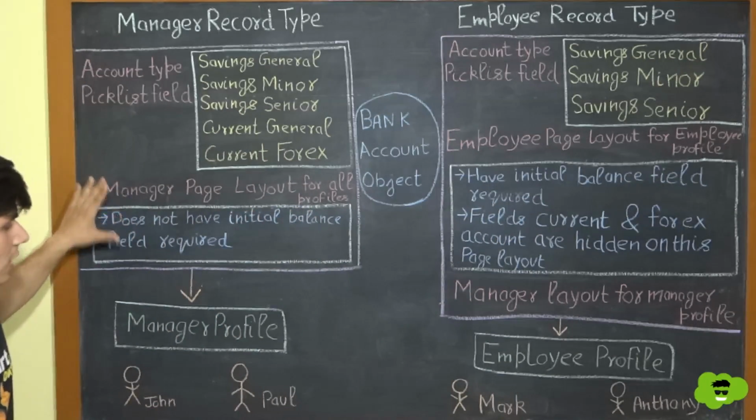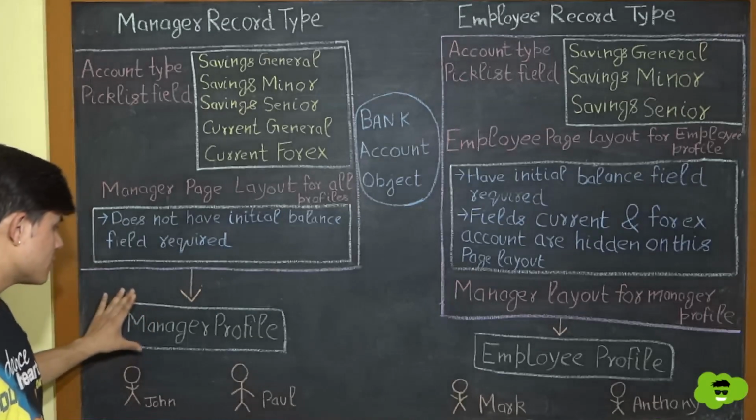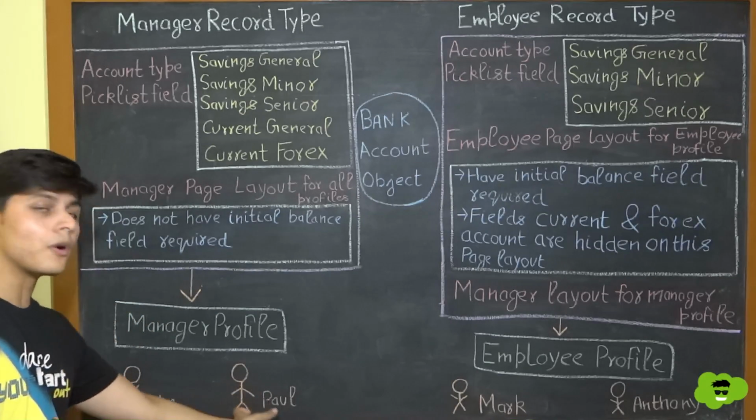Now this record type is assigned to the manager profile, and in this manager profile we have 2 users, John and Paul.